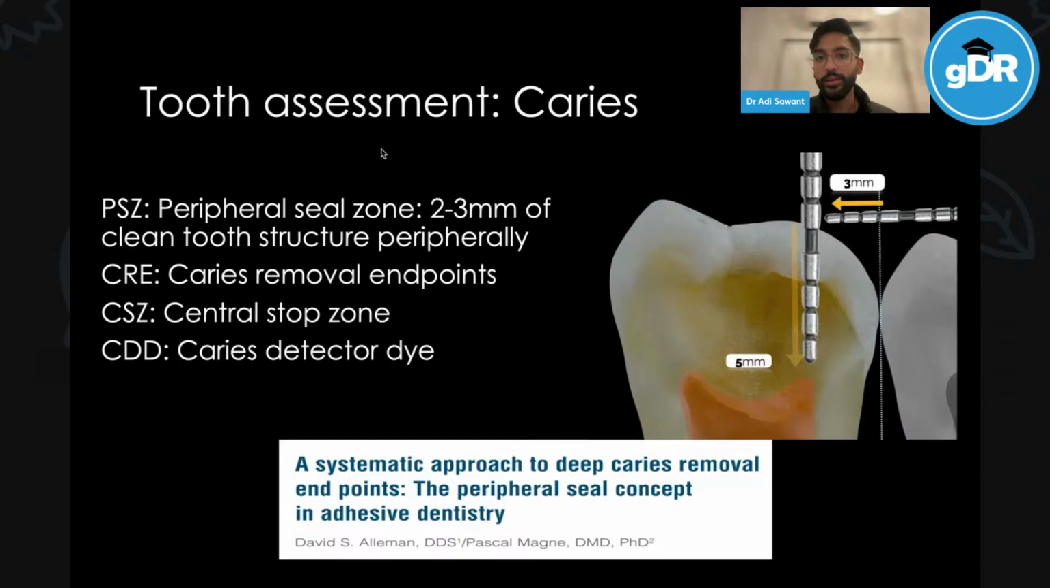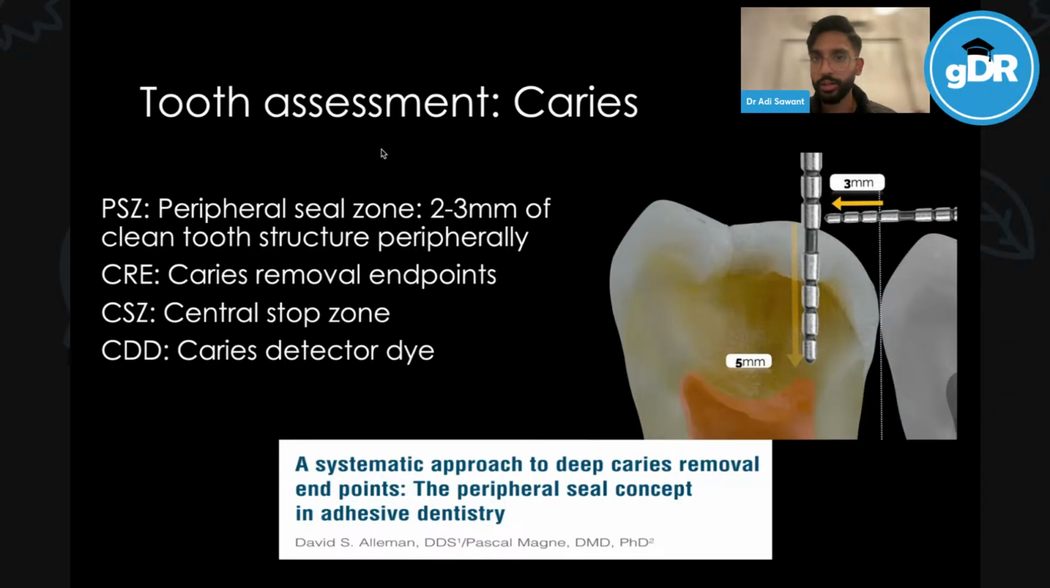Essentially, they grabbed a bunch of extracted molars, measured where the pulp was, and came up with these endpoints. 3 millimeters from the adjacent marginal ridge, 5 millimeters down from the cusp tip. That's where you want to stop before you're probably going to hit the pulp. That will change depending on whether you're doing a large molar, a smaller molar, or premolars, but it's just a general guideline. The peripheral seal zone is just 2 to 3 millimeters of completely clean tooth structure that we want peripherally.